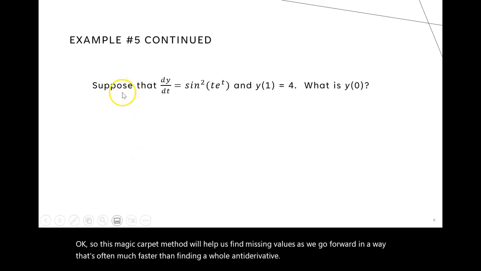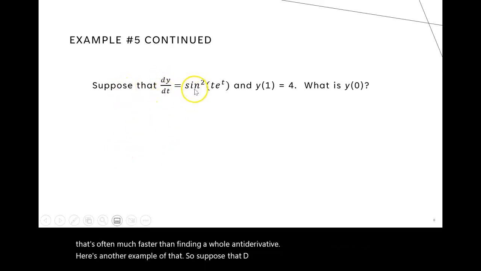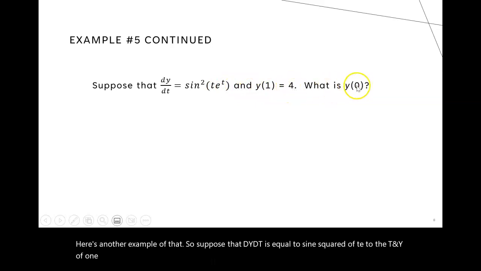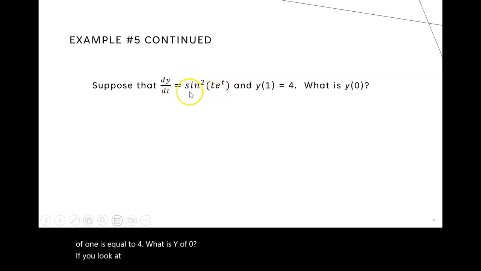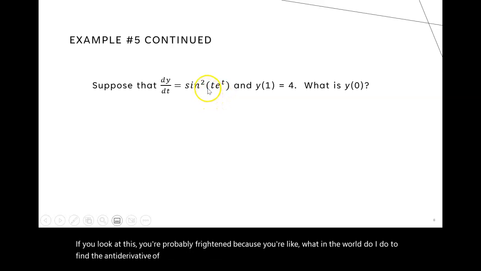Here's another example of that. Suppose that dy/dt is equal to sine squared of t times e to the t, and y of 1 is equal to 4. What is y of 0? Well, if you look at this, you're probably frightened because you're wondering what in the world to do to find the antiderivative of this. And the answer is, don't worry.